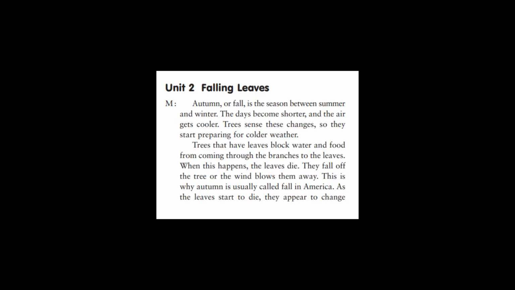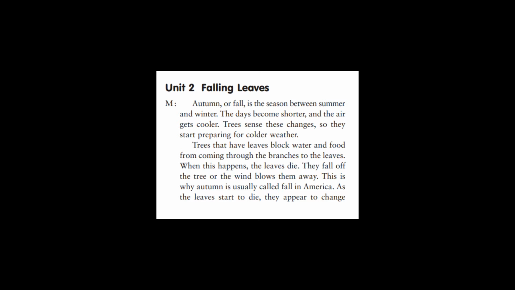Unit 2. Falling leaves. Autumn or fall is the season between summer and winter. The days become shorter and the air gets cooler. Trees sense these changes, so they start preparing for colder weather. Trees that have leaves block water and food from coming through the branches to the leaves. When this happens, the leaves die.